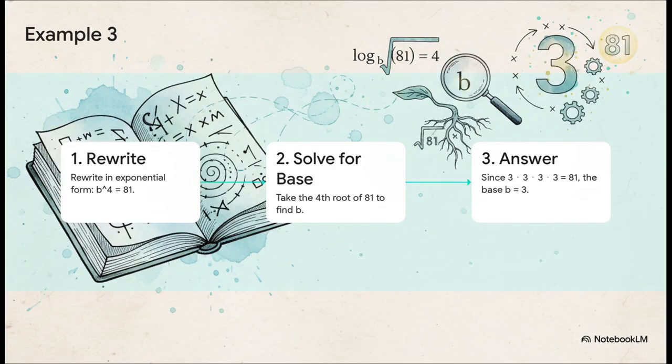Okay, check this one out. Now we're solving for a totally different piece of the puzzle, the base itself. We've got log base b of 81 equals 4. The first step? It's always the same, no matter what. Just rewrite it in exponential form. That gives us b to the 4th power equals 81. And now it's not a log problem anymore, is it? It's just a little puzzle. What number times itself 4 times gives you 81? Well, let's see. 3 times 3 is 9, times 3 is 27, times 3 is 81. There it is. The base, b, has to be 3.